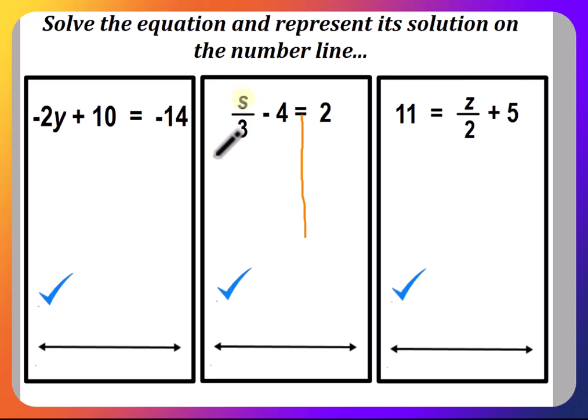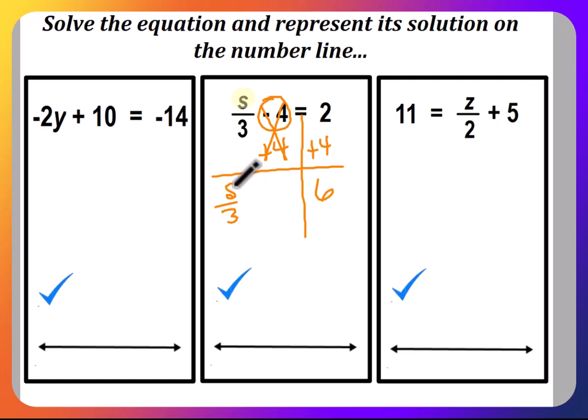Now we need to get rid of what first? The constant. This negative 4 is the constant. So the inverse of a negative 4 is a positive 4. What you do to one side, you do to the other side. Do your math. We haven't done anything with the s divided by 3. Here, the negative 4, positive 4, they zero out. And 2 plus 4 is 6.